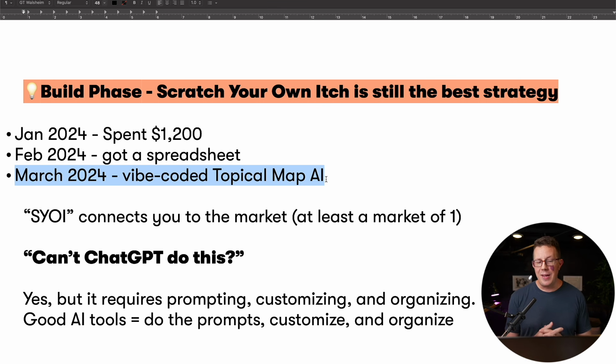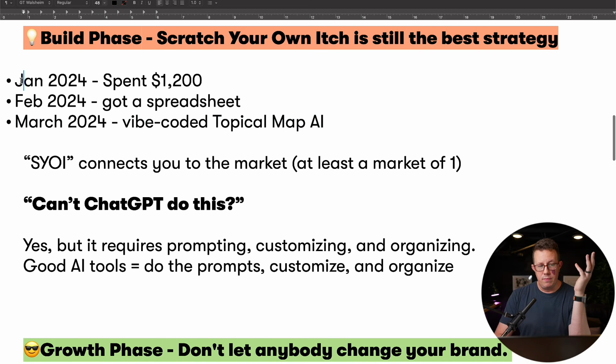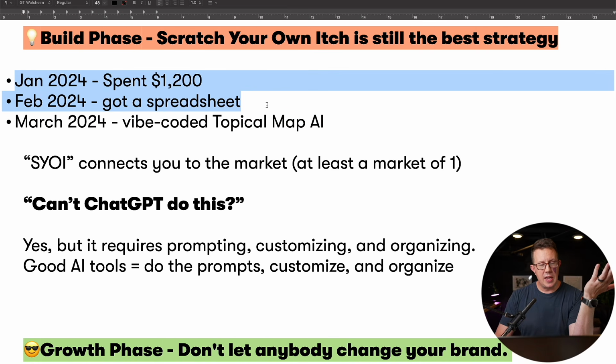It was called Topical Map AI. And it's basically structured content ideas for SEOs and content creators, bloggers, article writers, content marketers, that sort of stuff, right? In the SEO world. I come from a blogging background. So 2 things. Number 1, scratch your own itch. I paid a lot of money. I waited 6 weeks. I got a spreadsheet. That's my own itch. That's a pain point.